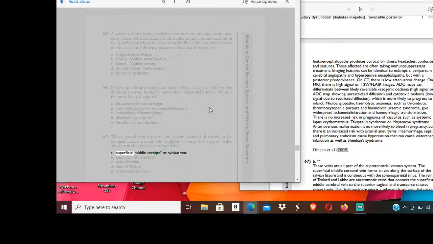Vein. A. Superficial middle cerebral or Sylvian vein. B. Basal vein of Rosenthal. C. Vein of Labbé. D. Vein of Trolard. E. Thalamostriate vein.